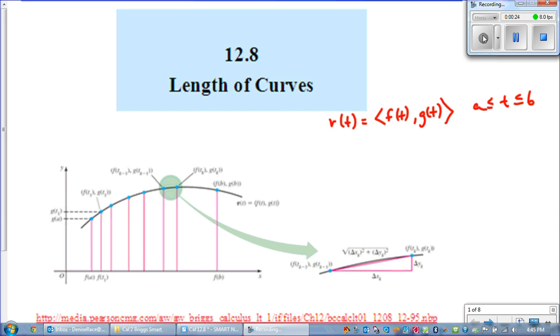Now the horizontal component is given by f of t. So our x-axis will have f of a and f of b as the endpoints of that interval from a to b. Now divide that interval into subintervals, and we'll look at each subinterval and approximate the length of the curve.